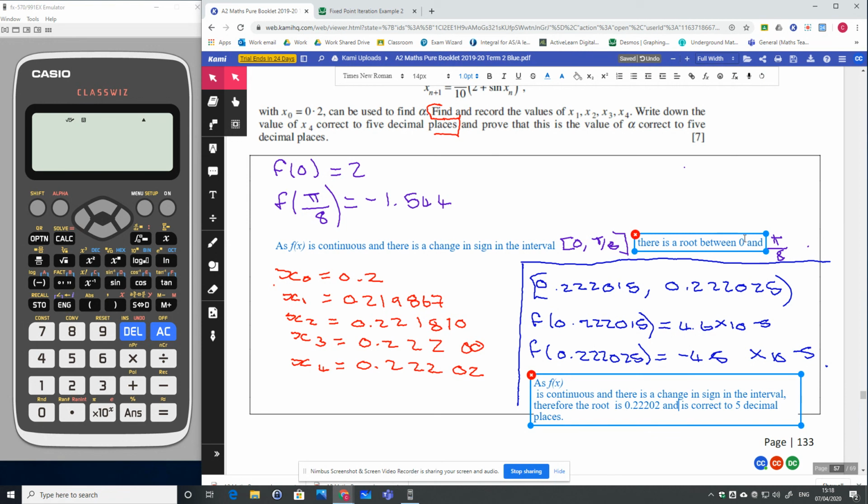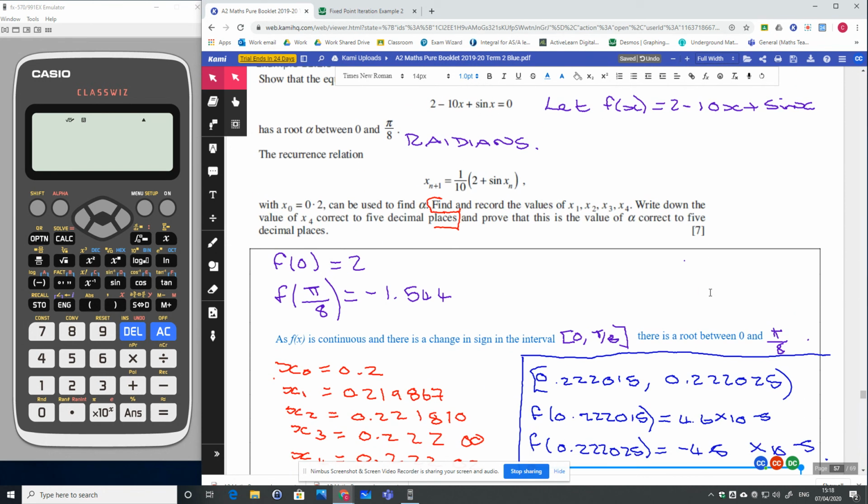This one up here was saying there's a root between those two values. This one down here is checking the number of decimal places. In both cases, I'm mentioning continuous and mentioning change of sign. It's just getting your head around those two, and it's just answering the question. So that's that last part. 7 marks in that case.